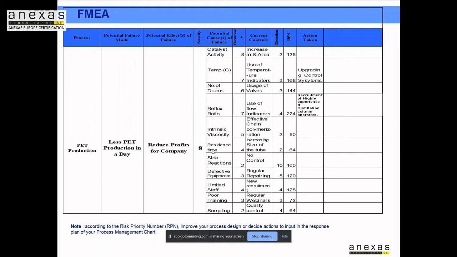And temperature, sir, actually I don't know how much time I was given, but I'm explaining so fast. Please take your time, don't worry, other things can wait. This is important. Yeah, tell me. No problem, sir. And number of drums can be increased by usage of valves. It is totally dependent on pressure change. And reflux ratio, use of flow meters.